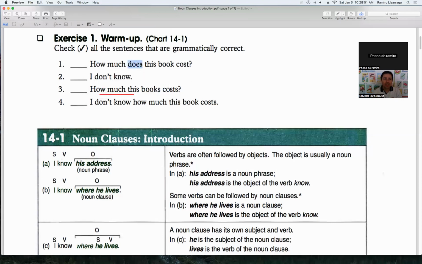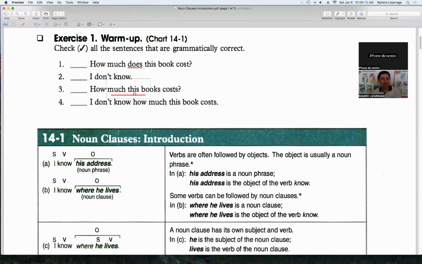I see a difference here. What is the difference? So in number 1, we are using an auxiliary, which is does, but here we're not using it.